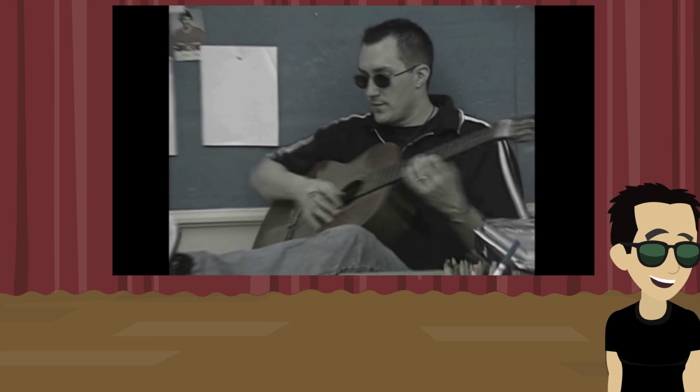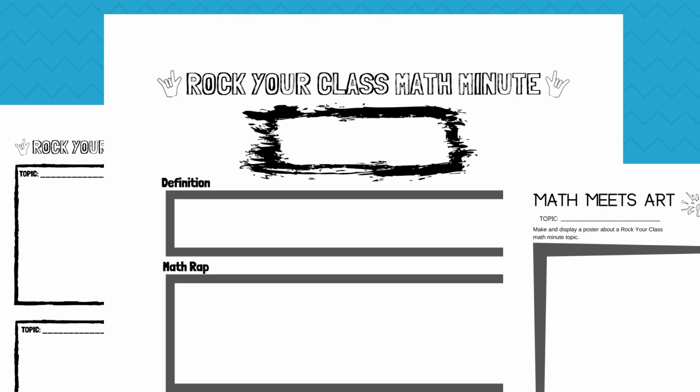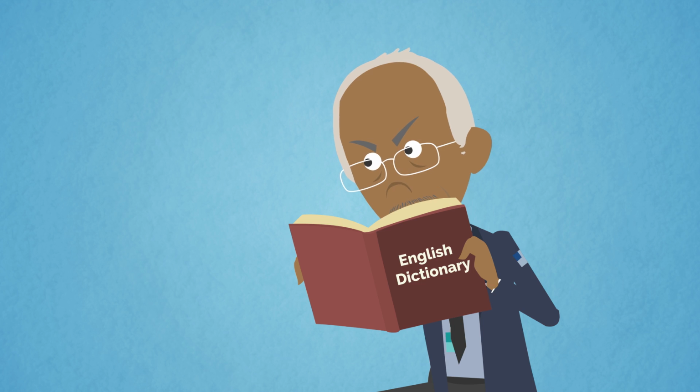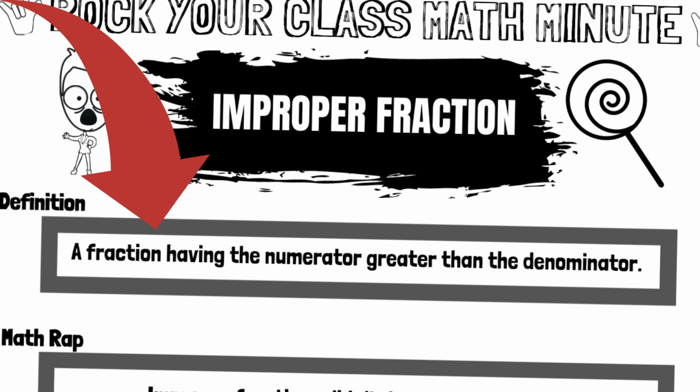Get ready for today's Math Minute topic. Improper fraction. What does the dictionary say? A fraction having the numerator greater than the denominator.